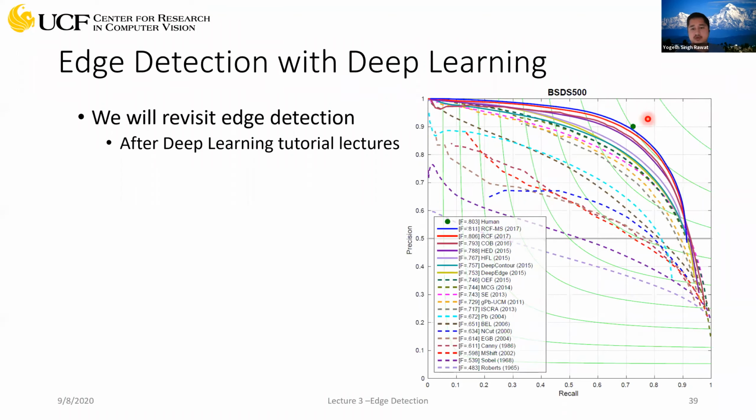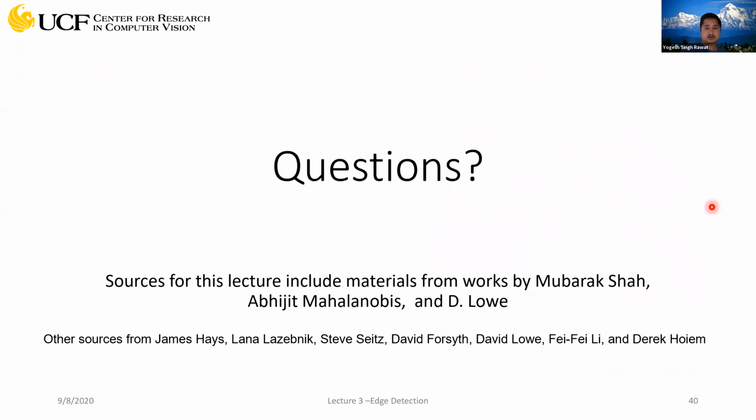Of course, we are not going to discuss this method. It will be very complex for this course. We will pick either this 2015 CVPR paper, deep contour, or maybe deep edge. These are somewhere at this location. All right, so that's the end of our edge detection lecture. Any questions you have?